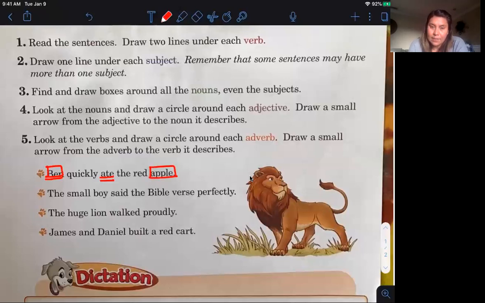How did he eat it? Quickly. He ate it quickly. And what was the apple? The apple was red. All right, there we go.